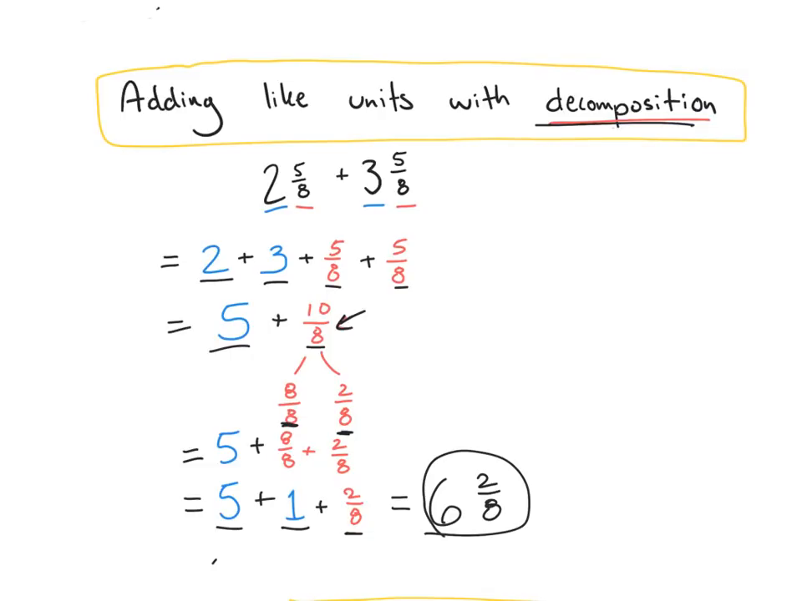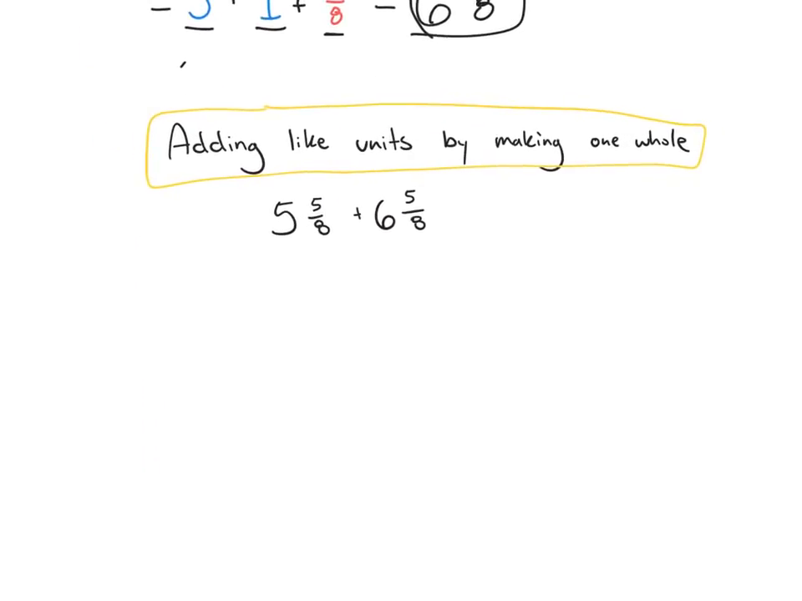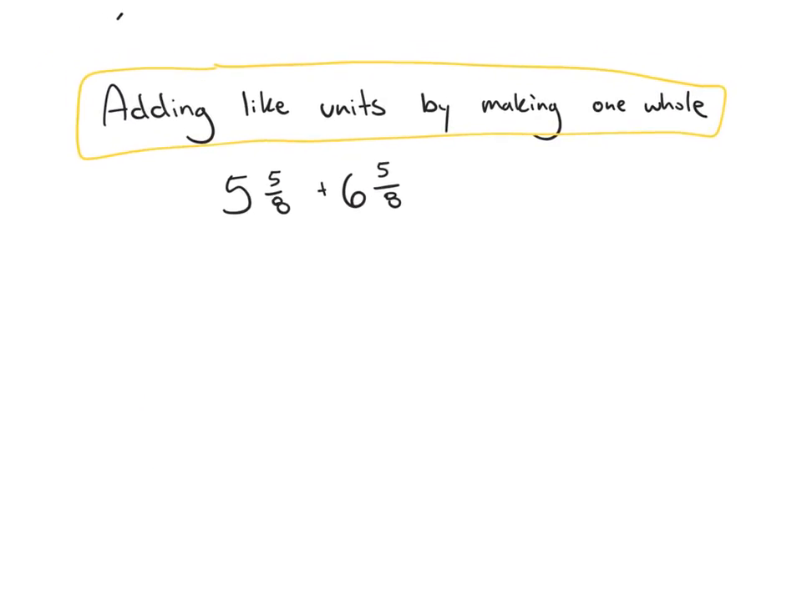There's one more strategy we can use to solve these types of problems numerically. Once again, we're going to be adding like units, separating our wholes and our fractions, but we're going to decompose and then make the next whole number. Let me show you what I mean. In this case, I'm going to add my whole number to the first mixed number. So I'm going to add 6 wholes to 5 and 5/8, and I'm going to rewrite my number sentence.